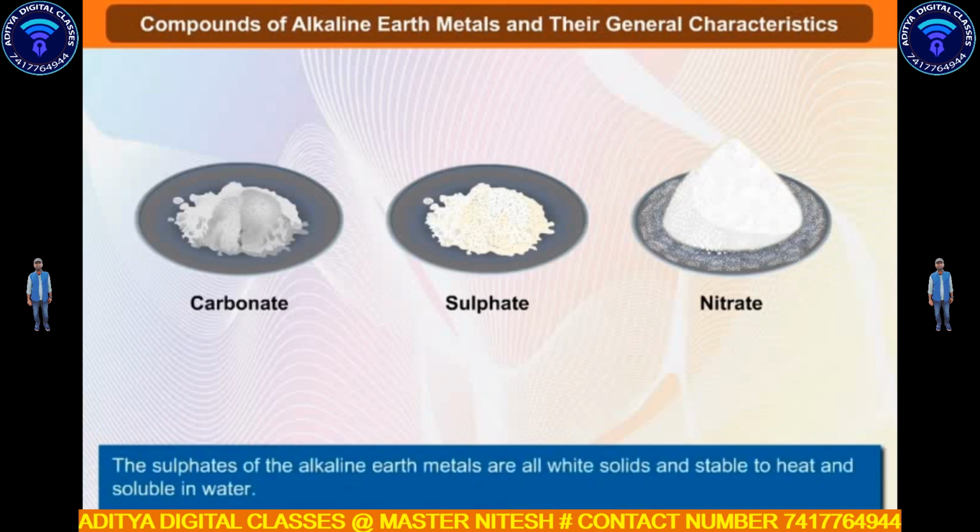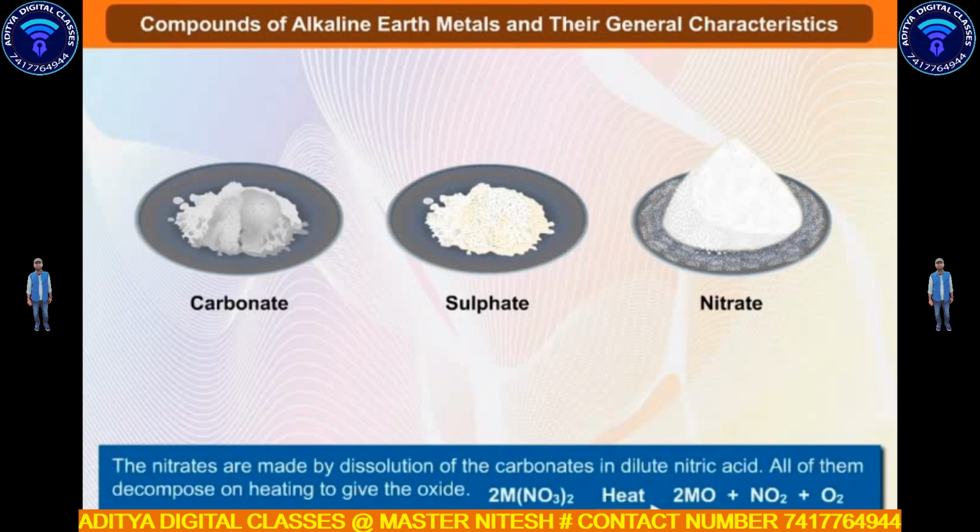The sulfates of the alkaline earth metals are all white solids, stable to heat, and soluble in water. The nitrates are made by dissolution of the carbonates in dilute nitric acid. All of them decompose on heating to give the oxide.